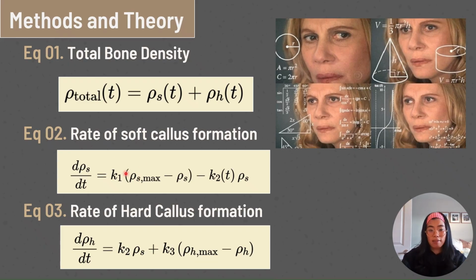Rho S max and rho H max also are constants, which represents the max bone density when the bone is fully healed. These values were approximated by taking into account the amount of time it takes for soft callus to form in different age groups. In equation 2, there is a subtracted term that is later added in equation 3. This term shows the formation of soft callus turning into hard callus. So we subtracted it in this equation 2 and add it back in equation 3.